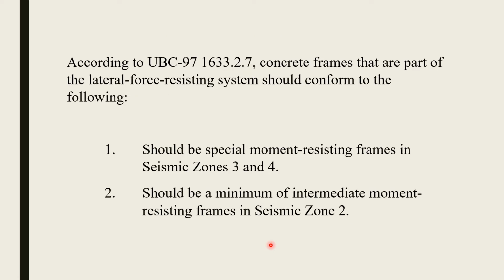According to UBC 97 1633.2.7, concrete frames that are part of the lateral force resisting system should conform to the following. They should be special moment resisting frames in seismic zones 3 and 4. Means we have to design the framing members as special moment resisting frames in zones 3 and 4, and intermediate moment resisting frames for zone 2.